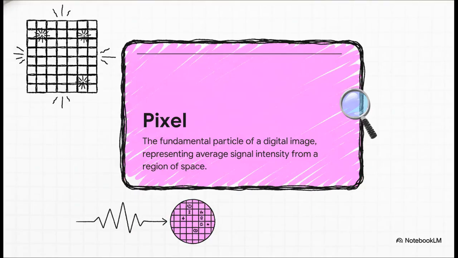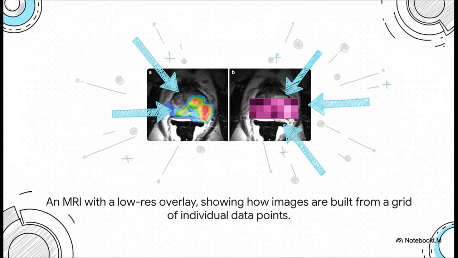The fundamental particle of this digital world is the pixel. We've all heard the word, right? But each one is just a single tile in a giant mosaic. And each tile isn't just a color, it's a number. A number that represents the average signal intensity, the average X-ray strength, or the average MRI signal from one tiny, specific spot in the body. And this image illustrates that perfectly. When you see a high-resolution MRI like this, it looks smooth and continuous. But it's actually made up of millions of these individual data points, these pixels, all arranged in a perfect grid, just like that low-resolution overlay is showing us.